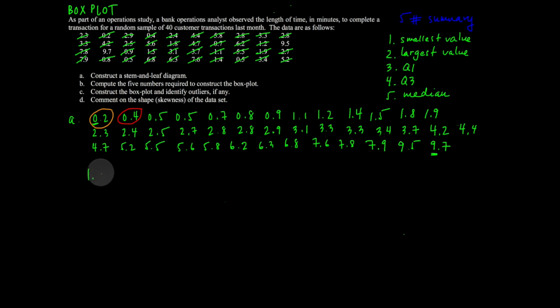So the first one, the min, is quite simple. We have it right here. Our data is ordered. This is super fast. It's 0.2. The second point, once again, fairly simple. Our data is ordered. No way we can make a mistake. 9.7. Then we have our Q1. So our first quartile.